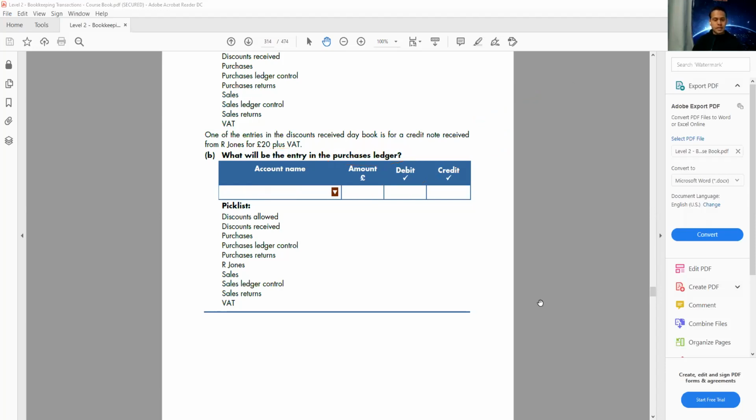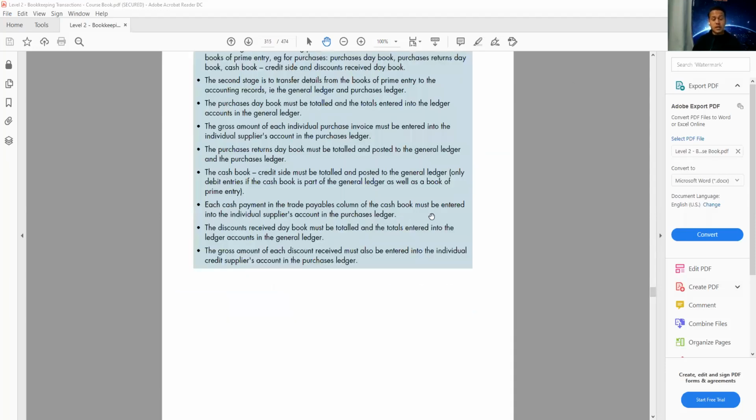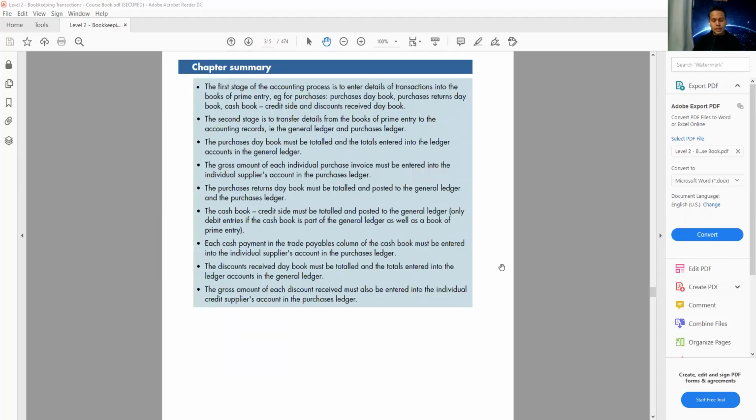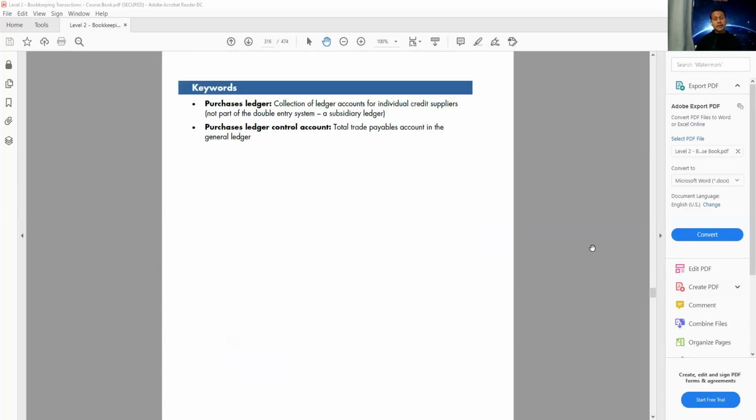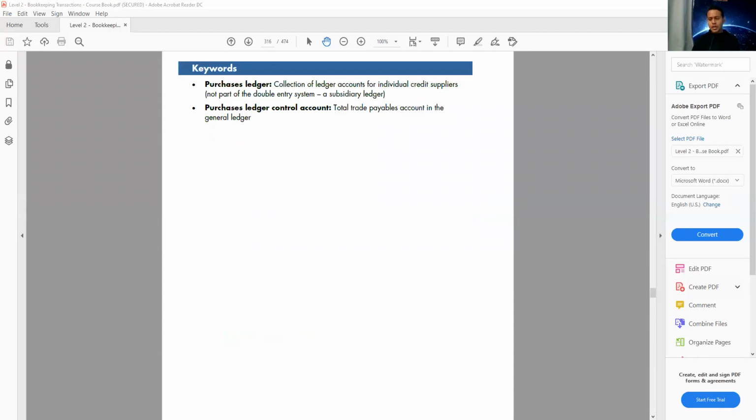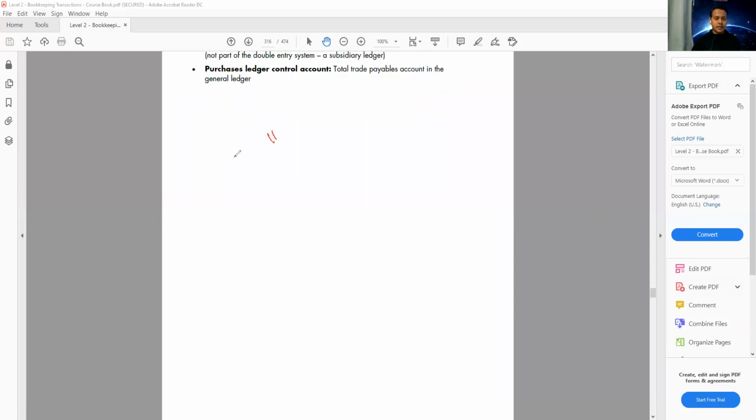So we'll move to the next one. Let's have a look. Is there any question left? No, this is the end of the chapter. So this is the end of the chapter number 10. So we'll move to chapter number 11 next week, 11 and 12. We have two more chapters, chapter 11 and chapter 12. So chapter 11, I think it is a petty cash book. And chapter 12, we have trial balance. So these two chapters we're going to do next week.